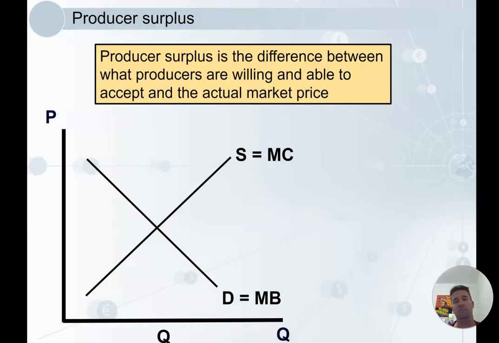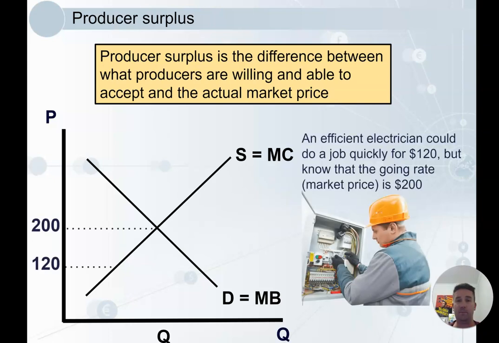Producer surplus. Similar concept. This is the difference between what producers are willing and able to accept, their supply, their marginal cost, and the actual market price. So I'll give another example here.